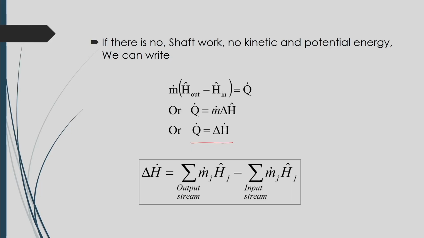Now, if there is more than one stream in the process, then you have to calculate the enthalpy of all components in the output streams, and also the enthalpy of the components in the inlet streams. And from the total enthalpy of those components in the inlet and output streams, we can calculate the enthalpy change by this equation.